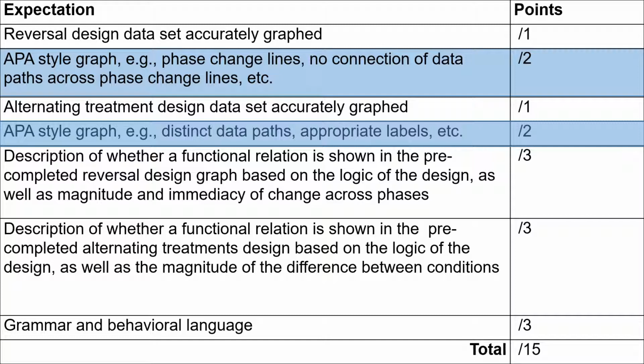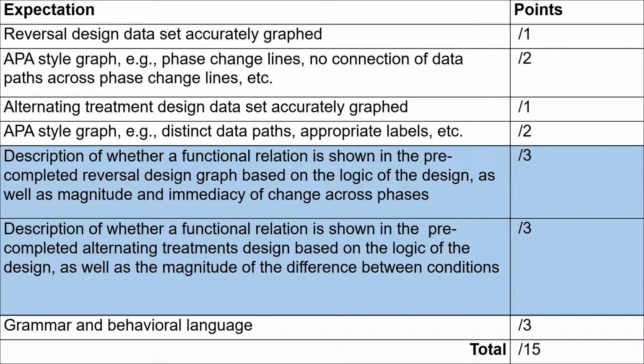In the case of the reversal design, there should be a phase change line between baseline and intervention phases, with no connection of the data series across those lines, and the phases should be labeled. In the case of the alternating treatments design, each data series should use a different data point symbol, and each series should be labeled. Again, see the completed graphs in the tabs labeled Graphs for examples of what they should look like.